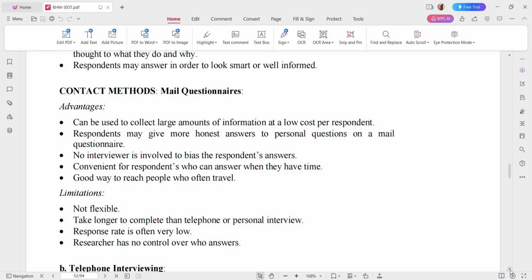It's not flexible. Yeah, take longer to complete than telephone or personal interview. Because why take longer? Because the participants have the luxury to choose or to decide when to answer the question. You cannot force them to answer the question. What you can only do is to follow up if they have answered the questions posted. Okay, response rate is often very low kasi nga hindi nila nakikita yung, wala naman akong nakukuha dito sa survey na ito.